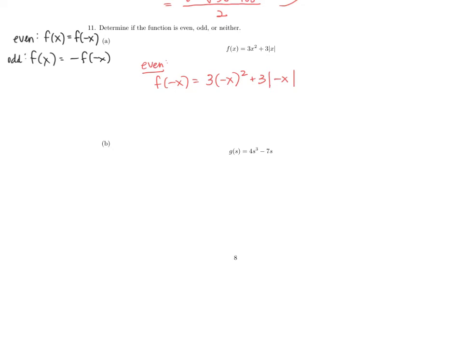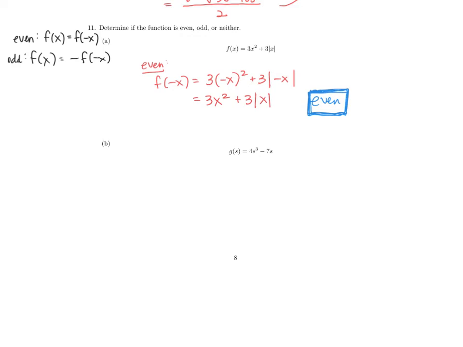This negative x squared, the square is going to make that positive. So that's just going to be 3x squared. And then this absolute value of negative x, whatever is in the absolute value comes out as a positive. So that's going to be 3 absolute value of x. This looks exactly like the original. If I plug in a negative x, it makes no difference. So this is an even function. Okay, so if you can plug in a negative x and you simplify and end up with exactly the same thing you started with, that means it's an even function.